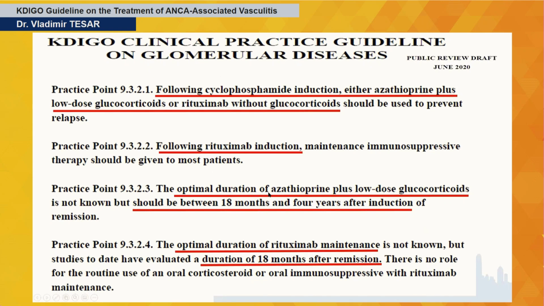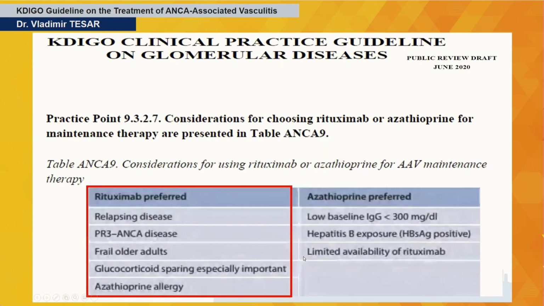And it's stated that the optimal length of treatment is currently not known, but should take, in most patients, at least 18 months. And once again, there is a consideration of what should be preferred, rituximab or azathioprine, and you see that rituximab should be preferred in patients with relapsing disease, PR3 ANCA-positive disease, frail older adults, and in some other groups, such as when we want to achieve glucocorticoid sparing.